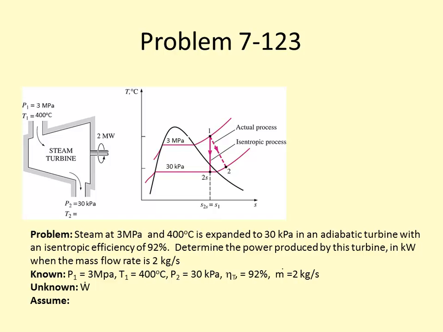Okay, so this is our actual condition. We start at the same place regardless of the actual or the isentropic. So now let's look at what it would be if the system were isentropic. H2 isentropic is going to be equal to some value, and S2 is going to be equal to S1. So we know our final pressure is 30 kilopascals, right?